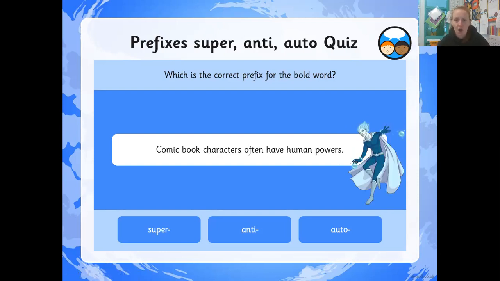Comic book characters often have human powers. So human should be in bold there. I don't know why it isn't. Comic book characters often have human powers. Well, comic book characters don't just have human powers, do they? Do they have anti-human powers? Powers that aren't like humans? Well, that could quite be true. Do they have auto-human powers? That doesn't make sense. Or do they have superhuman powers? That means they have powers that are greater than a human. Well done. That is the correct one. Oh, there we go. Superhuman powers.